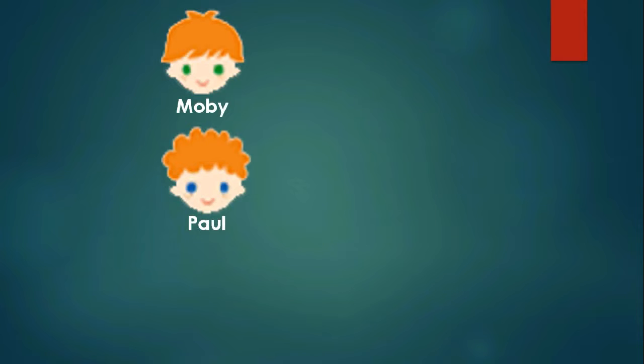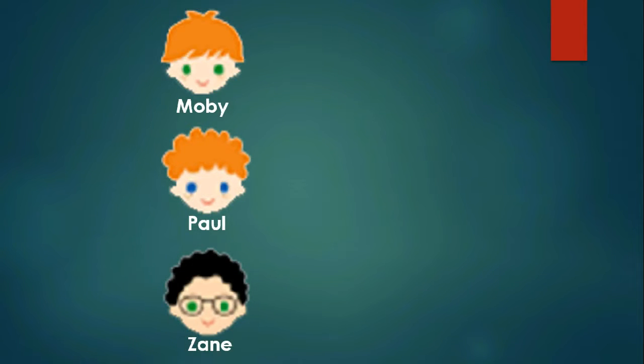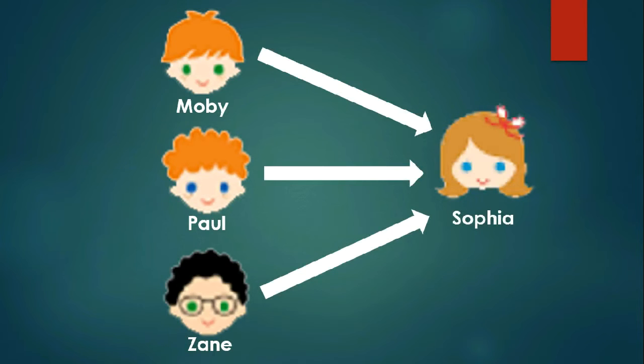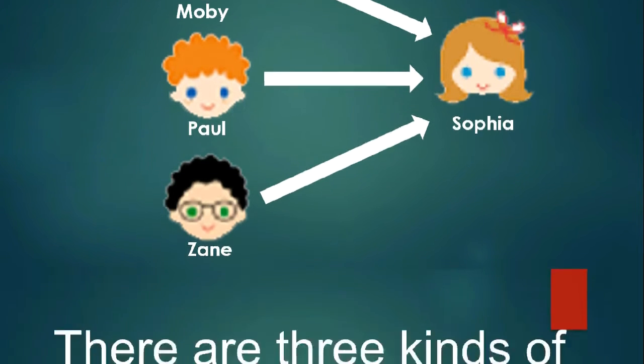Moby, Paul, and Zane are very competitive and they all like Sophia. So they decided to ask her out and agreed that whoever she picks, the other 2 would accept defeat.